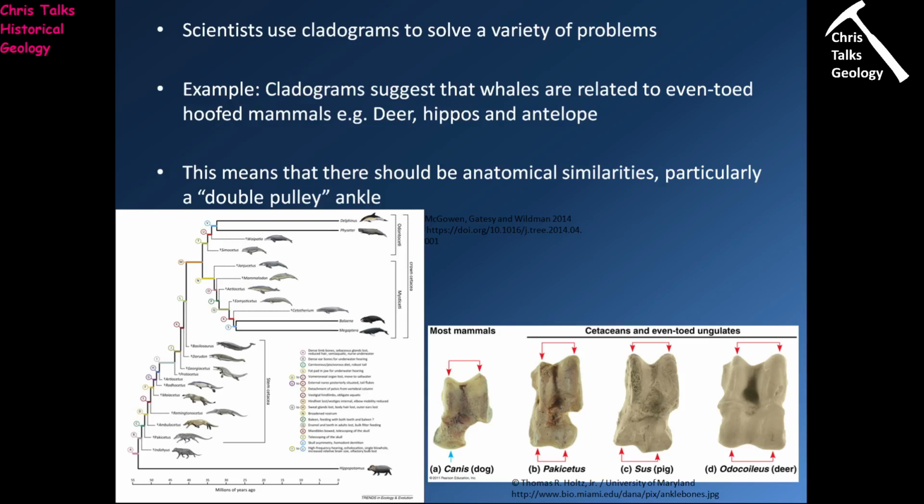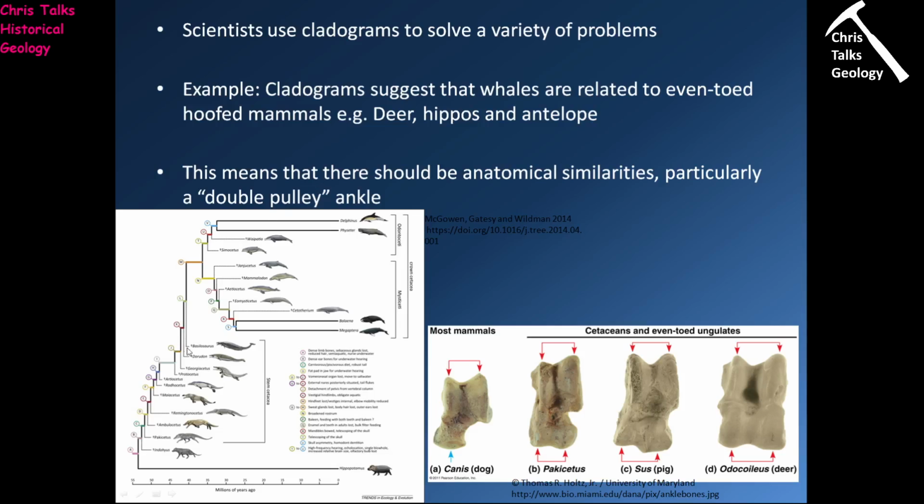So scientists use cladograms to solve a variety of problems. So for instance, we can look at cladograms and we can trace back derived characteristics, and if we do it, for instance, we can see that whales are related to even-toed hoofed mammals, so deer, hippos and antelope. They might not look it, but once you follow the derived characteristics back step by step, you eventually end up at a point where they have a common ancestor.